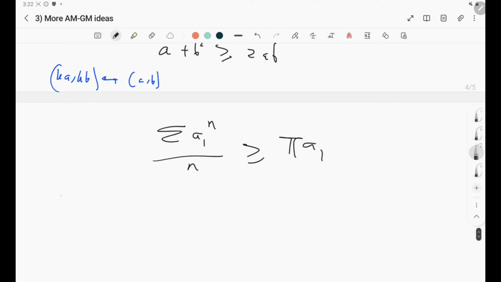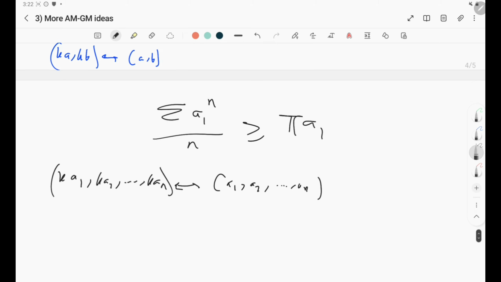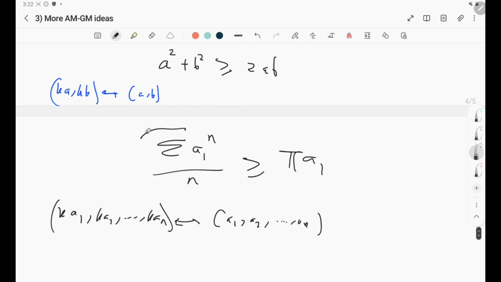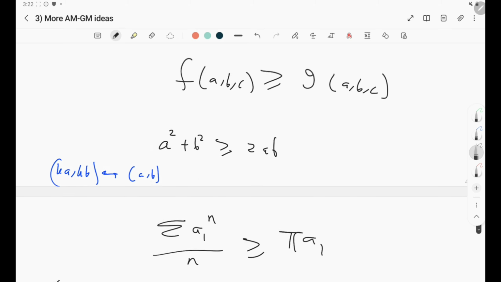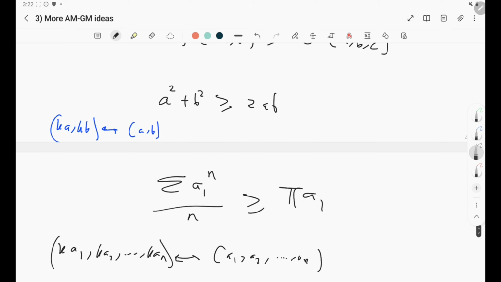If you replace all the numbers with ka1, ka2, and so on, kan, the k will cancel. k to the n, all of these, and k to the n from these. So we'll also get the same as a1, a2, till an. All right, perfect. So it's homogeneous. The AM-GM is homogeneous indeed. Of course, you can also think about degrees here, degree n for each term, and here also degree n. So the same thing holds. All right, so these homogeneous inequalities are really nice.